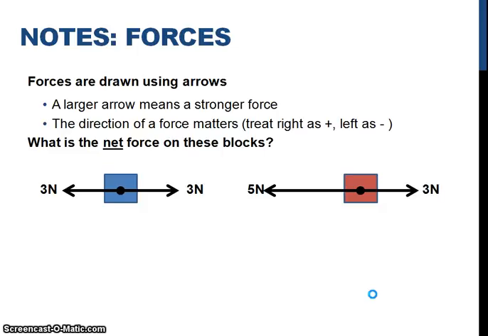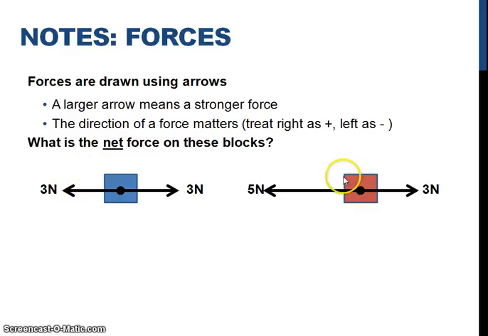Alright, so the way that we're going to represent forces, as you already saw, is by using arrows. And so the size of the arrow indicates the strength of the force acting on something. So in these pictures, you can see that the first block has two forces acting on it, one towards the left and one towards the right. You can think about almost a tug of war, people pulling on it from each side, but they're equal to each other, 3 newtons in each direction.